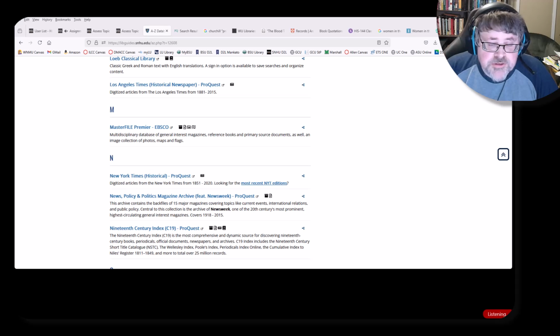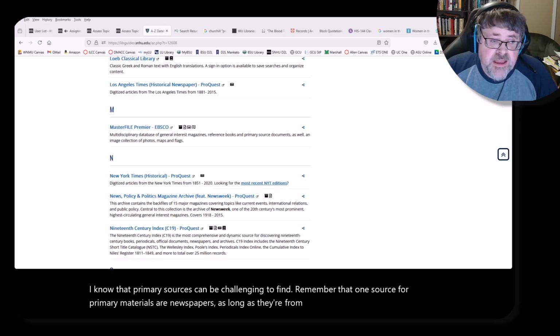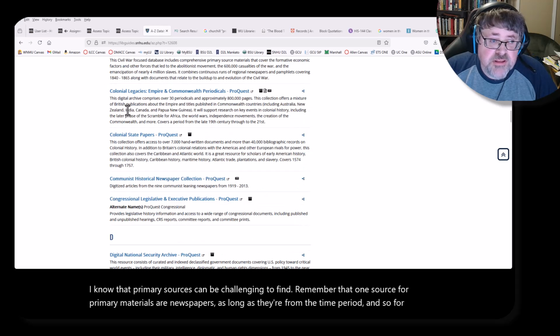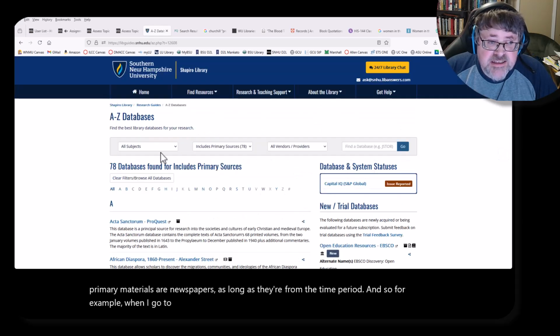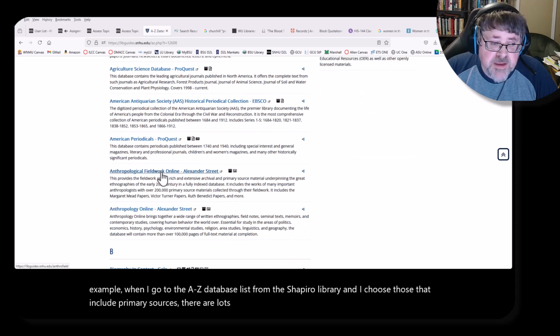I know that primary sources can be challenging to find. Remember that one source for primary materials are newspapers, as long as they're from the time period. And so, for example, when I go to the A to Z database list from the Shapiro library, and I choose those that include primary sources, there are lots of newspapers here.